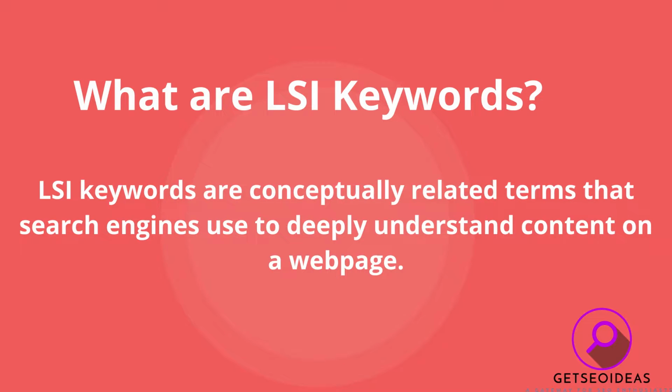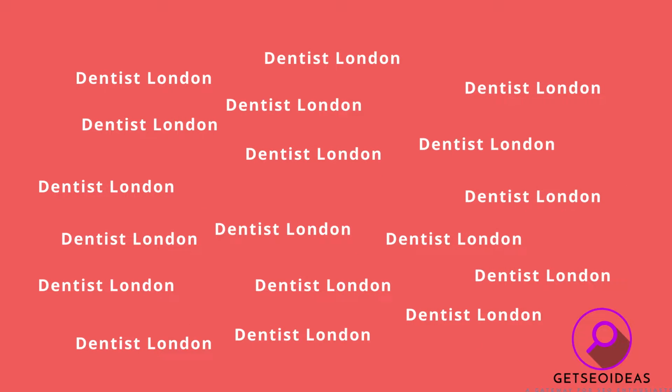Well, LSI, latent semantic indexing, keywords are conceptually related terms that search engines use to deeply understand content on a web page. In the early days of SEO, Google would figure out what a page is about based on what keywords they found on the page. For example, if you had a page on your website which said Dentist London over and over again, then it was very clear to Google that your page was about dentists in London. That's why keyword density was so important back in the early days. If you didn't use your keyword a bunch of times on your website, then Google would really struggle to understand exactly what your page is about.